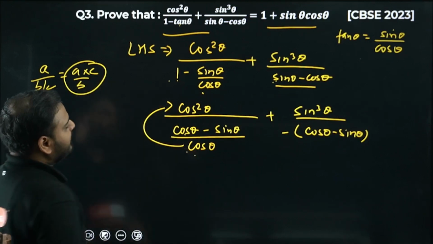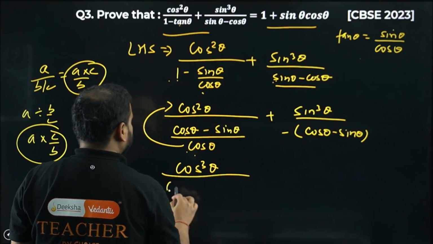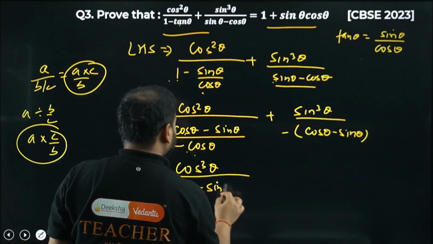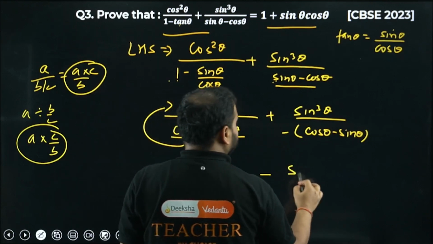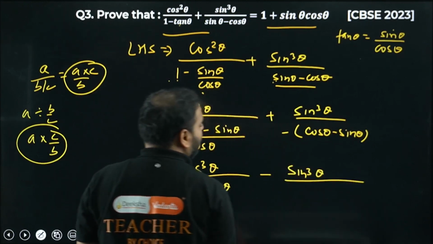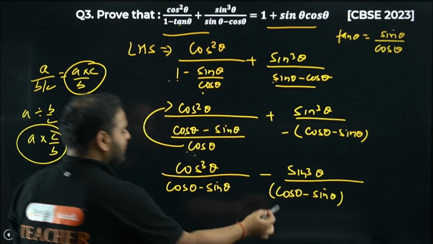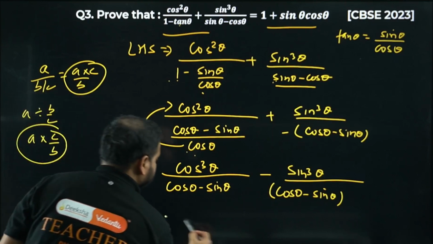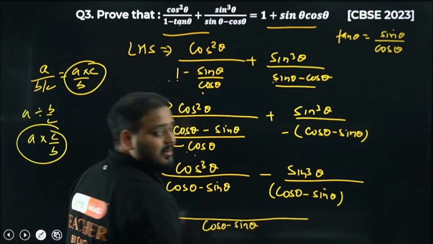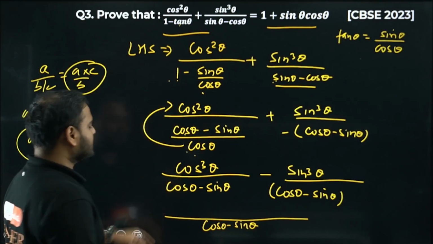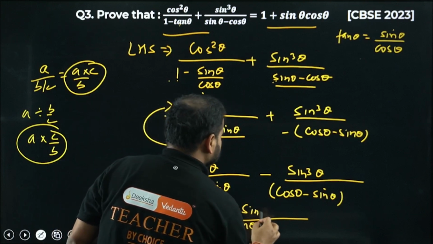As I said, cos I can take up, it will become cos cube because cos is already there. So cos cube theta upon, please check, cos theta minus sin theta. I can take the negative sign in the numerator, it will become minus. So here minus sin cube theta upon cos theta minus sin theta. Check now. The denominator is the same, I can take LCM. What is that? Cos theta minus sin theta. What about this numerator? It will become simply the same thing, cos cube theta minus sin cube theta.